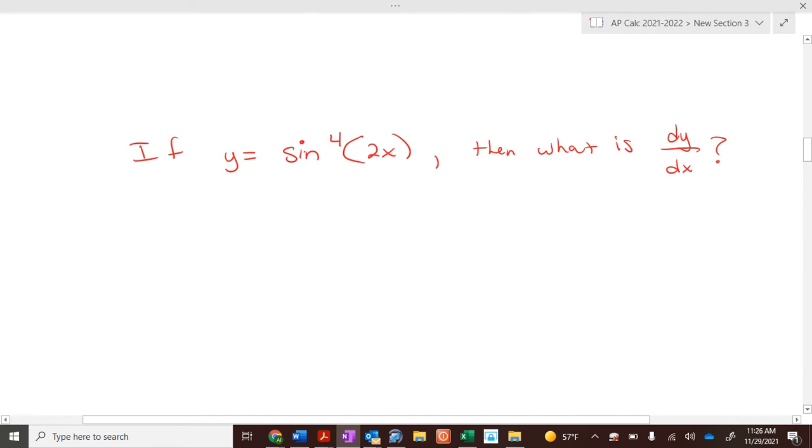Okay, now this just advances that last problem by 1 notch. So I would rewrite this as the sine of 2x, all to the 4th power. What's dy/dx of that?